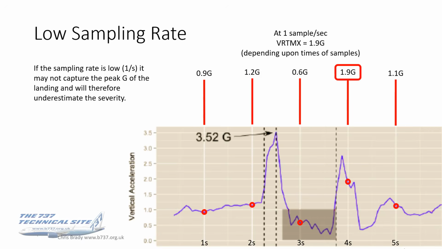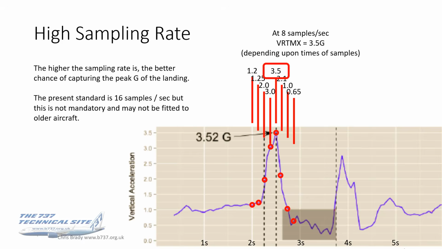In actual fact, what it's shown is not even the peak G on the bounce, because this aircraft bounced, which is why you've got the negative G part there in the darker colour, and then unfortunately it landed on its nose wheel for that second impact just before 4 seconds on this scale. So you see, depending when those samples were taken, you might not have got the peak G. That's at 1 sample per second. If you have a high sample rate, you will get a better chance of capturing the peak G of landing. Now, notice I say better chance. It doesn't absolutely mean you will get the peak G.